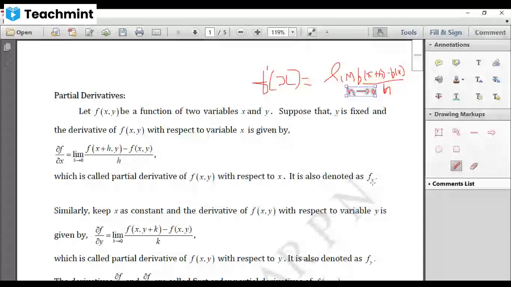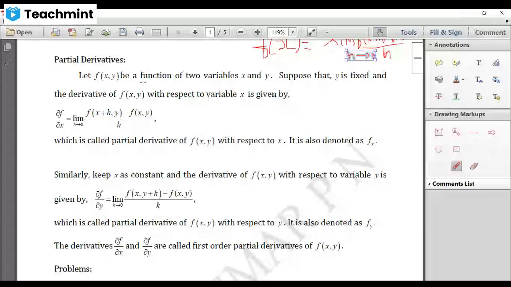So partial derivative means you have to consider only one variable and keep the remaining variables constant while differentiating. That is the idea. Since I have considered a function f of x, y, this is the case. Next, similar to this, suppose x is kept constant and now y is changing.